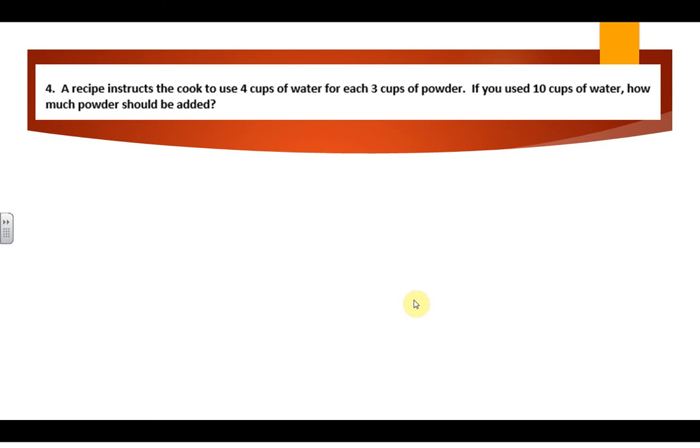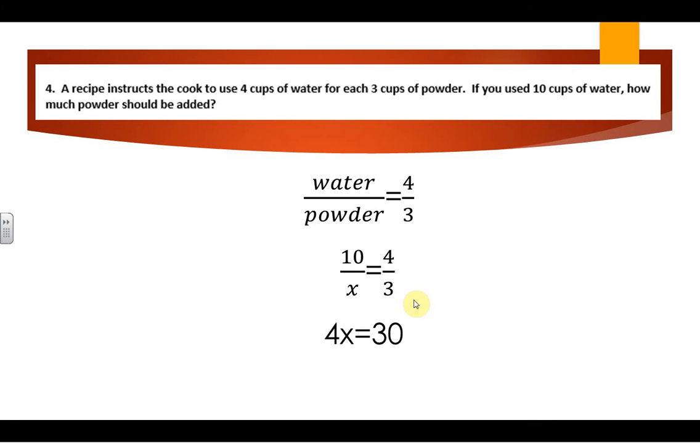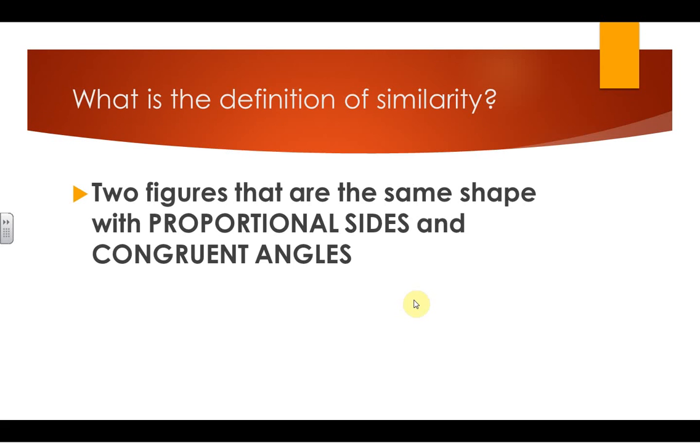A recipe instructs the cook to use 4 cups of water for 3 cups of powder. If you use 10 cups of water, how much powder should be added? So again, we're talking about water to powder, and that's 4 to 3. From there, if we use 10 cups of water, how much powder should be added? So if we put 10 in for the water, X is our powder, we cross multiply, and we solve. So 7.5 cups.